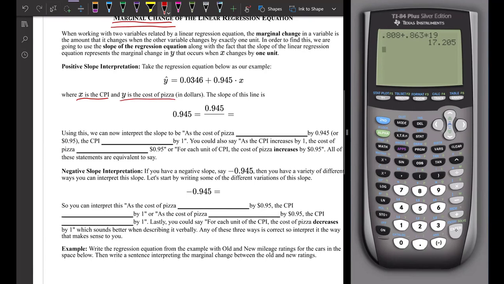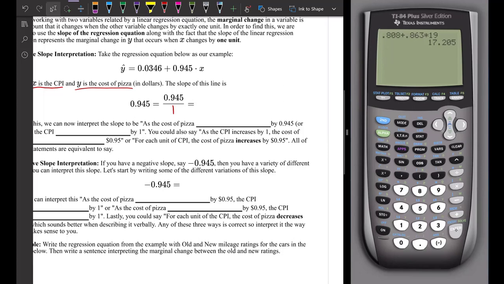Well, one thing you can do to interpret your slope is just take it as a number and write it over 1. And if you remember, rise over run is your slope. So the top number describes the rise, and the bottom number describes the run. Rise is a y value, so this would be cost of pizza. Then the bottom number would be your CPI, your x variable. Okay, rise is y, run, left and right, run on the bottom, is your x, so that would be CPI.